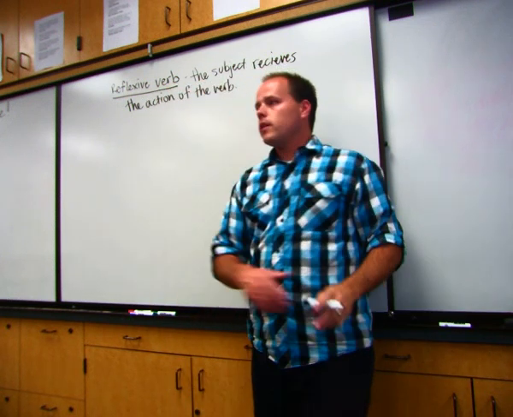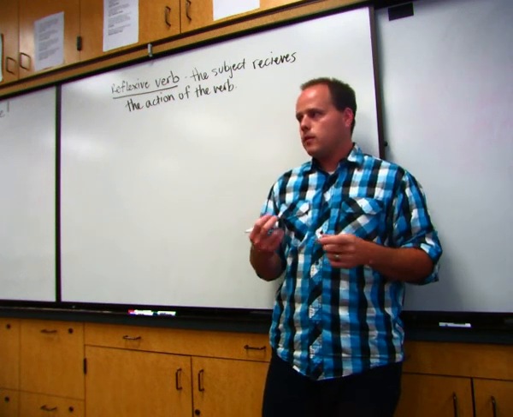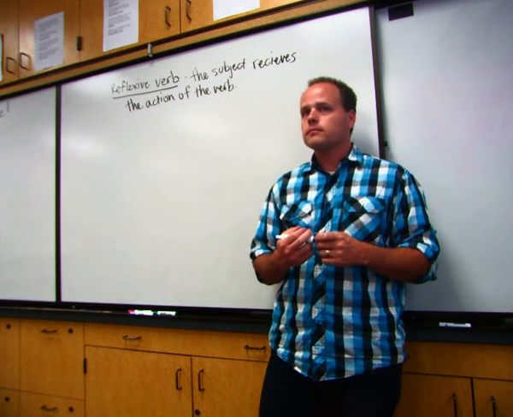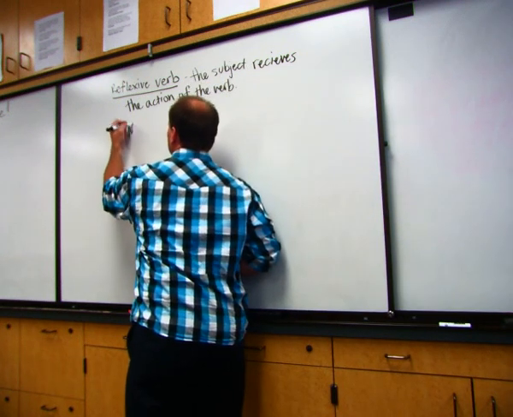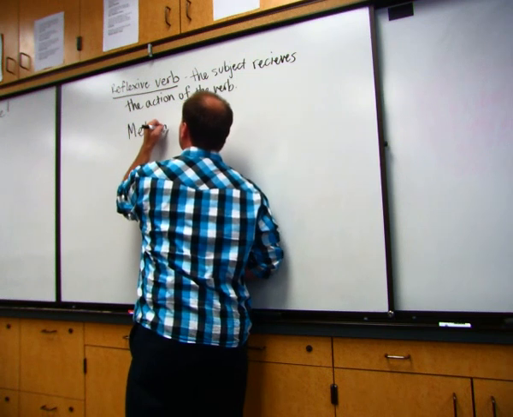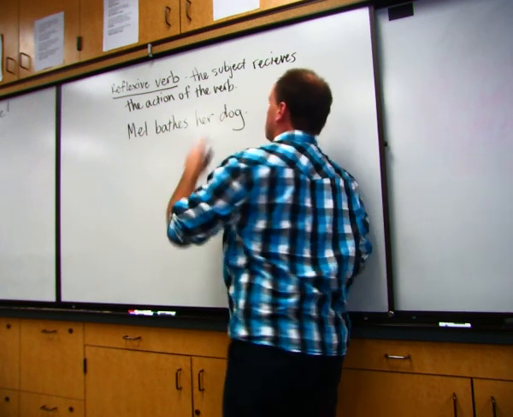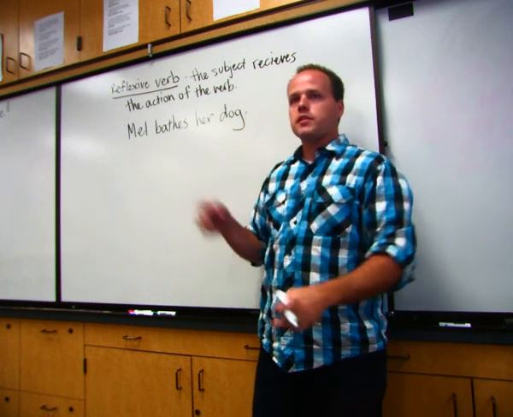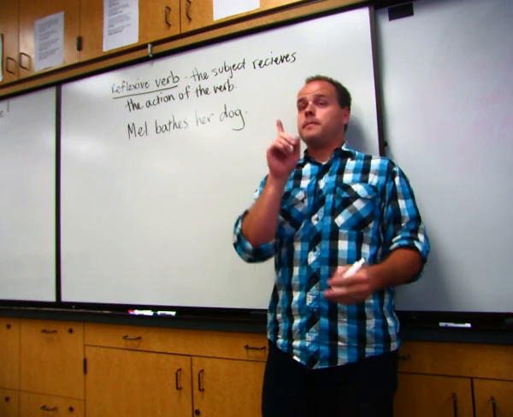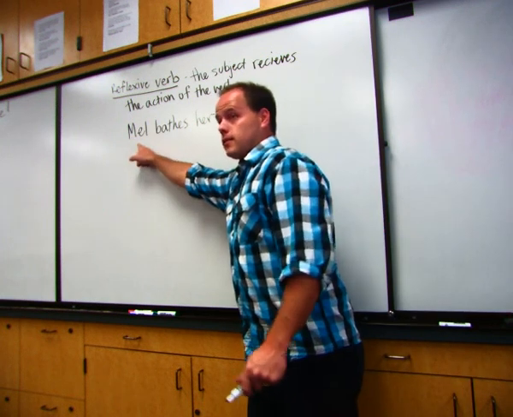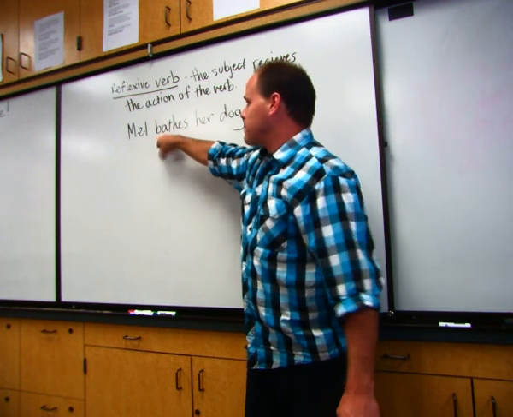Okay? So an example. Who here has a dog? Okay. So, Mel, you have a dog. Do you wash your dog? Yes. Okay. So Mel bathes her dog. We can all agree. Who's the subject in this sentence? Mel is the subject. Who performs the bath? The verb is bathe. Who or what receives the action of this bath?